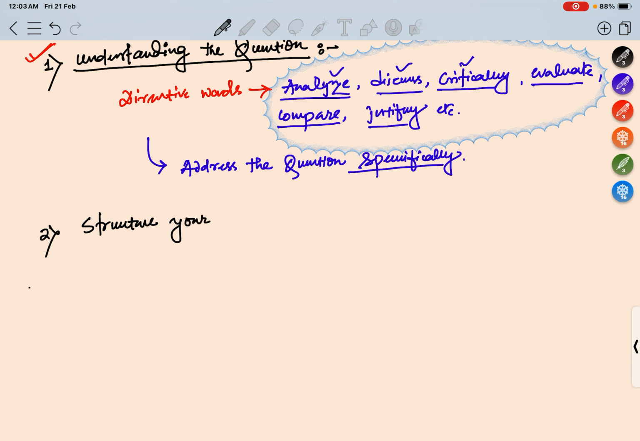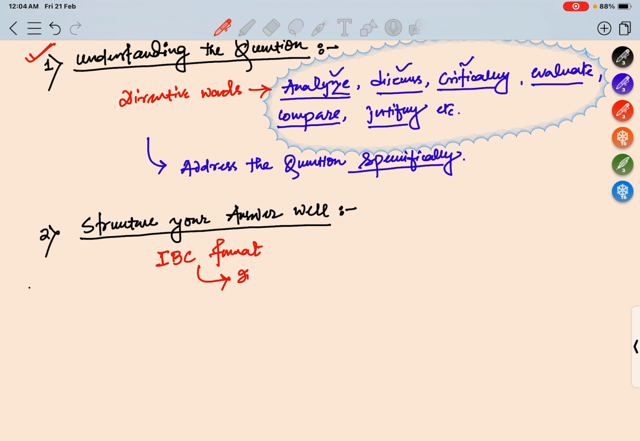Structure your answer well. Now, what is the meaning of structure? What is the meaning of structuring an answer? There are many structures to write answers. For example, I will take an example, that is the IBC format. What does IBC mean?